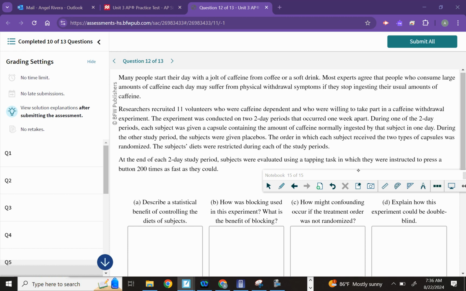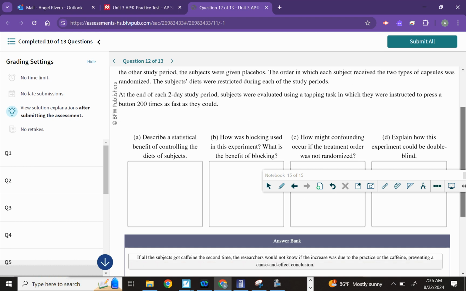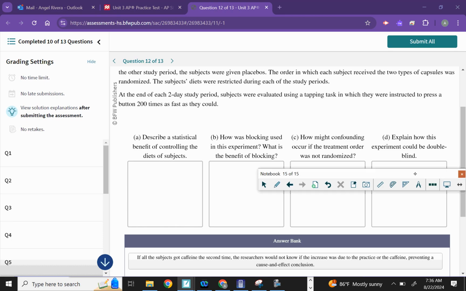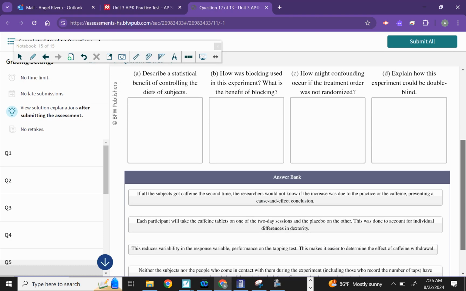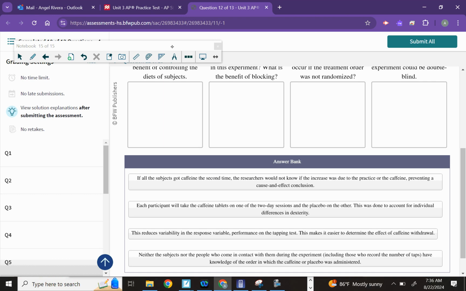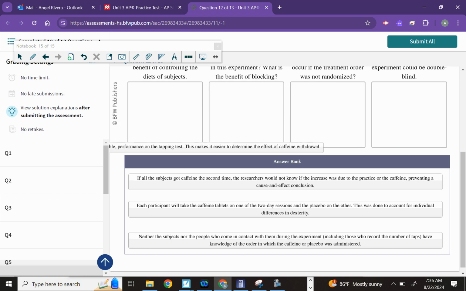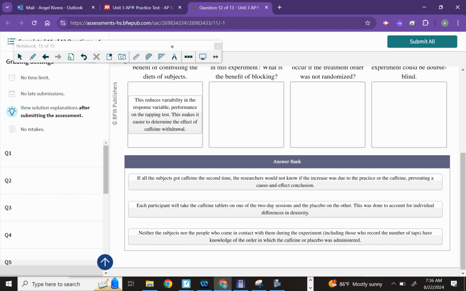Many people start their day with a jolt of caffeine. We want to describe the statistical benefits of controlling subjects' diets. Okay, so the statistical benefit of controlling subjects' diets. So this reduces variability in the response variable, performance on the tapping, and makes it easier to determine the effect of caffeine withdrawal. So controlling helps reduce variability.